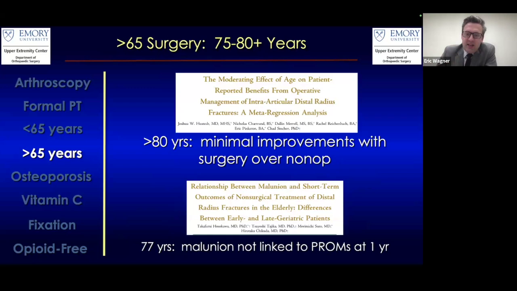Some really recent studies out of the Journal of Hand Surgery have shown that over 80 years old, it's hard to demonstrate improvements with surgery. And this is something I think we're still working on better illustrating, whether that's the case for everybody or just some. 77-year-olds in this other study seemed to indicate these malunions were not necessarily linked to patient outcome measures. So maybe that magic number of when you don't need to treat, of what's considered elderly, maybe it's 75 to 80.